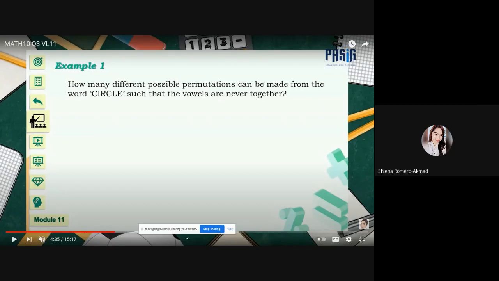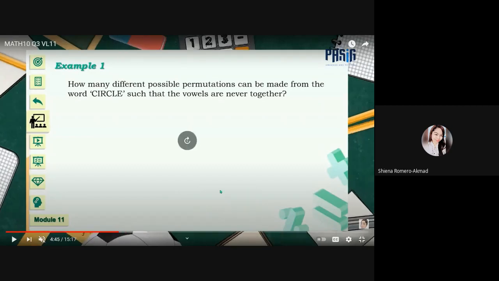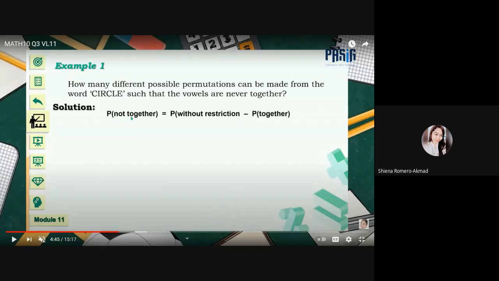And then we look for the arrangement where they are together. Then we subtract that. Remember that situation we did? So it is the same here. To solve for the permutation of the vowels not together, of course you first need to get their permutation. We call that permutation with no restriction, or without restriction. And then you subtract from it the permutation where they are together. Okay, that's all. So how is that done?